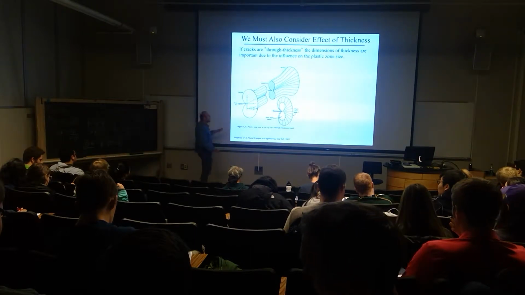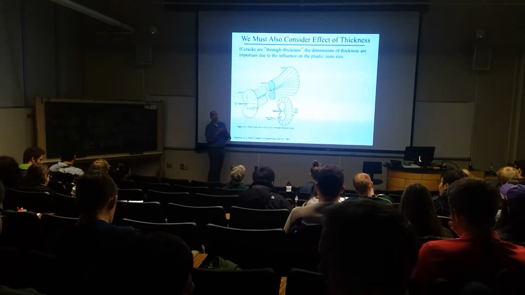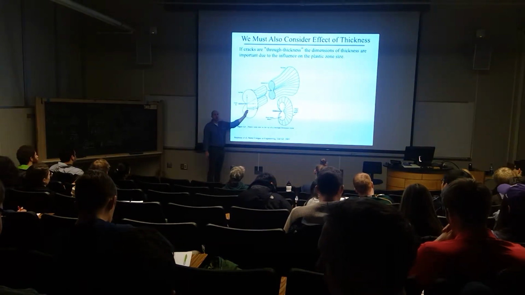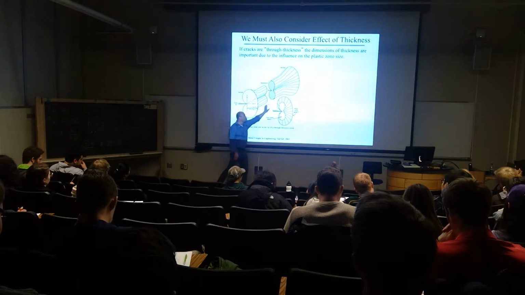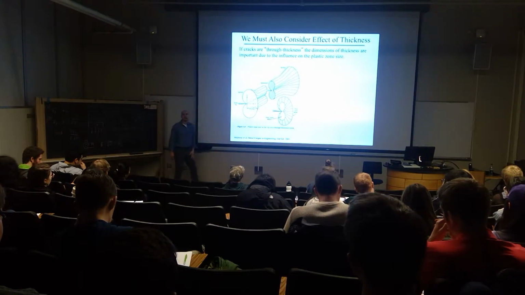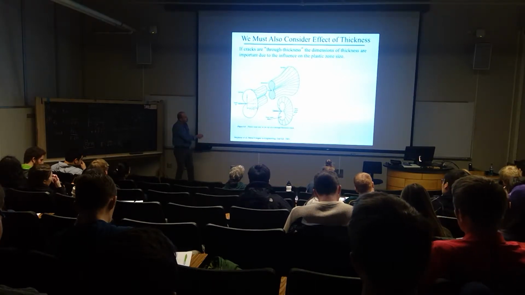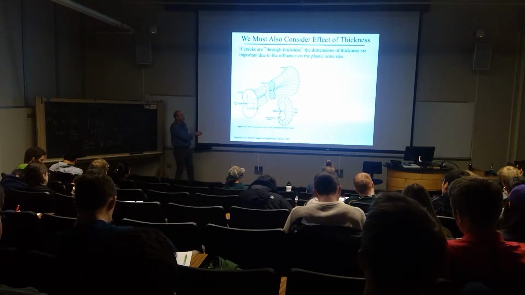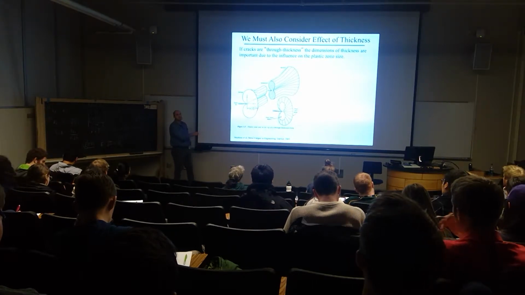What we find is that the plastic zone, the zone of plastic deformation in front of the crack tip, actually changes from the surface to the interior of the body. Figure 6.5 out of Stephan's textbook shows exactly that. It shows that the zone of plastic deformation, what's called the plastic zone size, is always larger on the surface than it is in the interior.